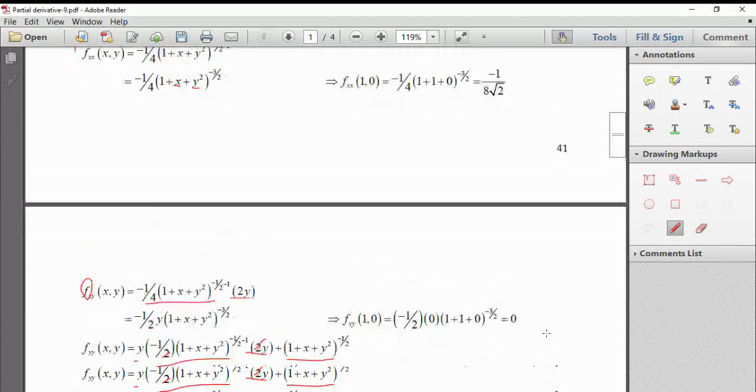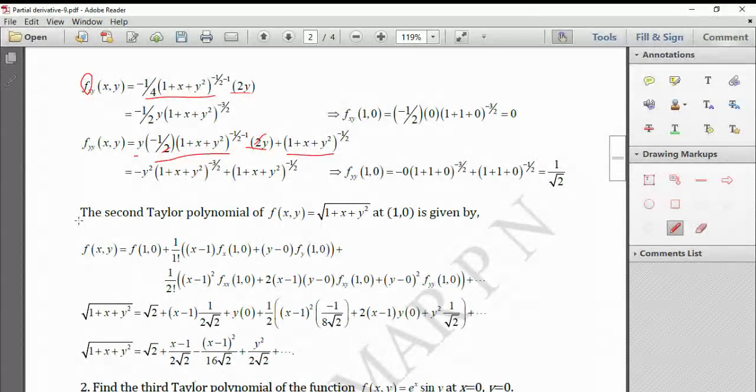Now substitute all these things in the Taylor polynomial. What is your second order Taylor polynomial at (1, 0)? f of (x, y) is equal to f of (1, 0) plus 1 by 1 factorial into (x minus a, that is 1, so x minus 1) into fx at (1, 0) plus (y minus b, that is 0, so y minus 0) into fy of (1, 0) plus 1 by 2 factorial into [(x minus 1) whole square fxx at (1, 0), your a is 1, plus 2 into (x minus a, that is 1) into (y minus b, that is 0) fxy at (1, 0) plus (y minus b) whole square, that is (y minus 0) whole square, fyy at (1, 0)], etc.